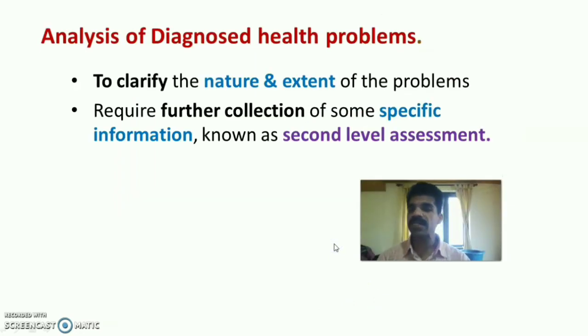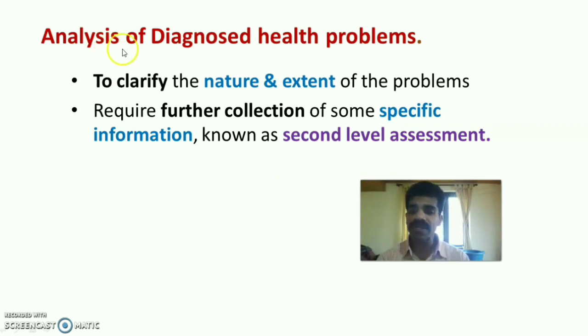First step is analysis of diagnosed health problems. Analysis of diagnosed health problems is done to clarify the nature and the extent of the problem. Once again, to make sure of the nature and the extent of the particular problem, that is the family nursing diagnosis, we do analysis of diagnosed health problems. So all the data we have collected from the initial home visit.